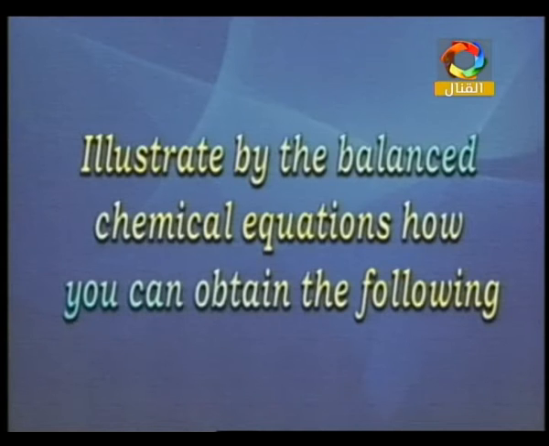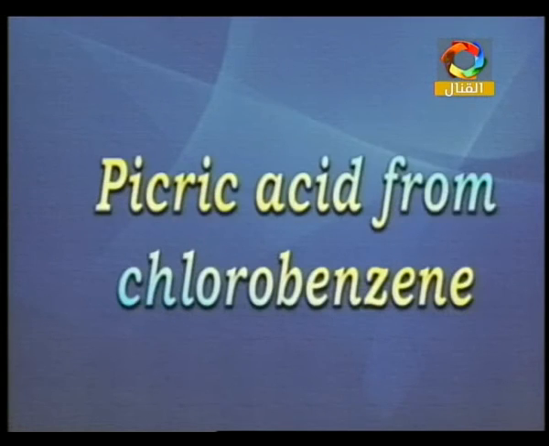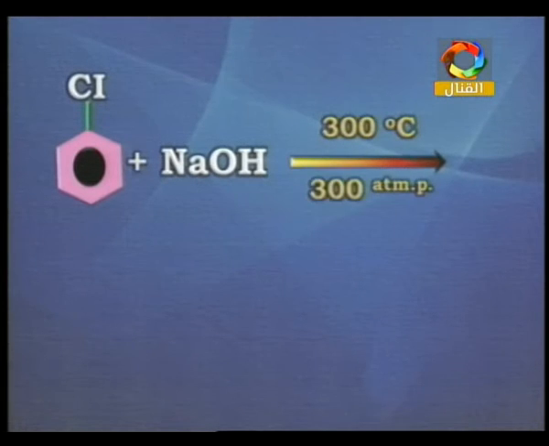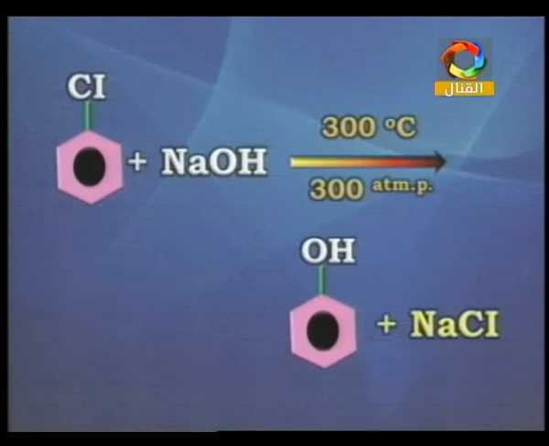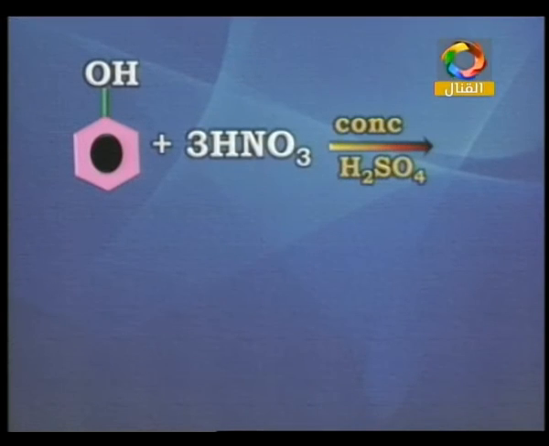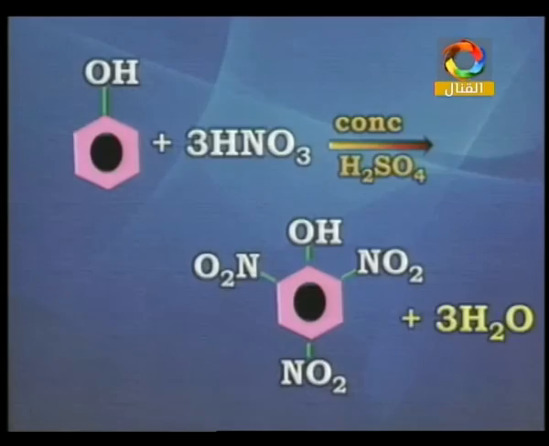Next type of question, illustrate the balanced chemical equation. How can you obtain the following? Picric acid from chlorobenzene. Chlorobenzene undergoes alkaline hydrolysis by sodium hydroxide at 300 degrees Celsius and 300 atmospheric pressure. It gives phenol or carbolic acid, and sodium chloride is produced. Then phenol on nitration by conc nitric acid in the presence of conc sulfuric acid gives 2,4,6 trinitrophenol, which is picric acid, releasing 3 molecules of water.